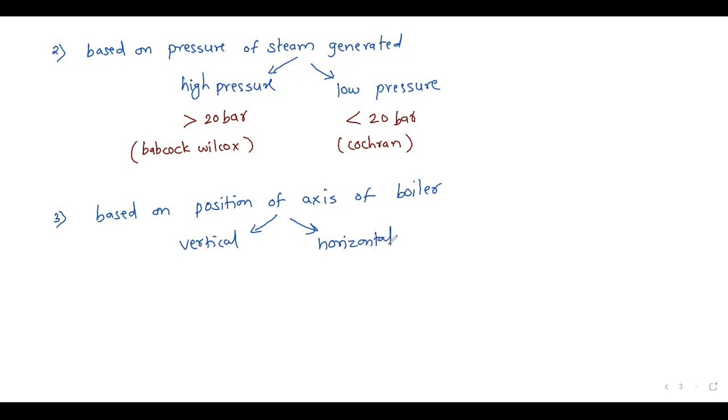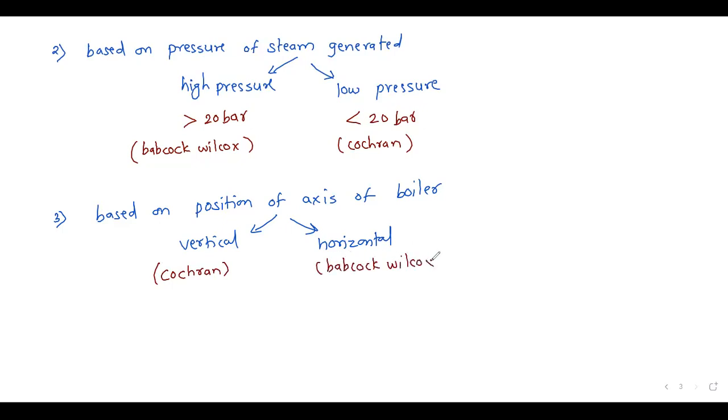Now, what do you mean by vertical? That means the axis of the boiler is vertical. Okay, simple. And if the axis is horizontal, it is going to be a horizontal boiler. Not much conceptual, right? It's a simple one. The example of a vertical boiler you have to remember is the Cochrane boiler, and horizontal is the Babcock and Wilcox boiler.